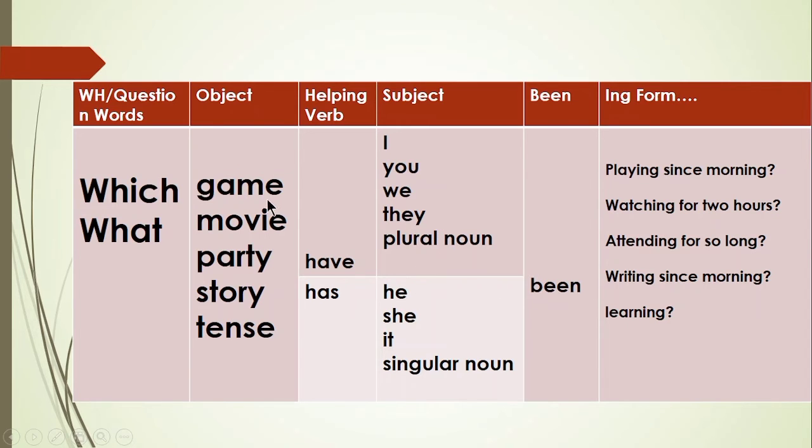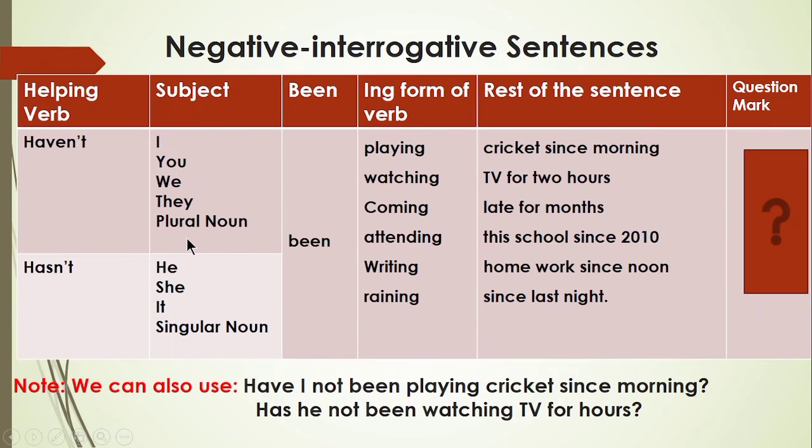For example, which game have you been playing since morning? Or what game have you been playing since morning? What have you been watching? Or which movie have you been watching for 2 hours? Or what movie have you been watching for 2 hours? Now you remember the difference between which and what, that which is used for specific things when we have limited choice, and what is used generally. Okay, so that's the only difference.